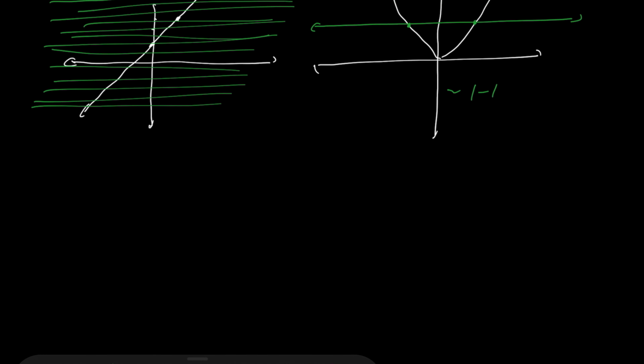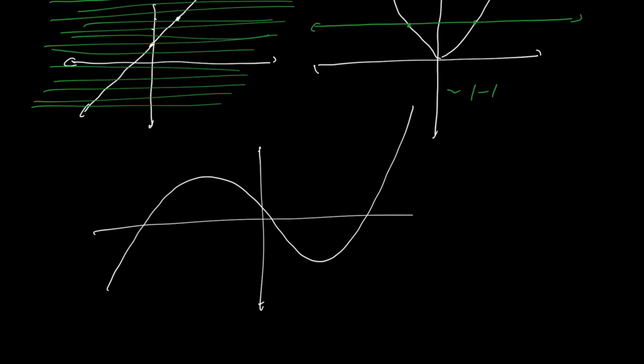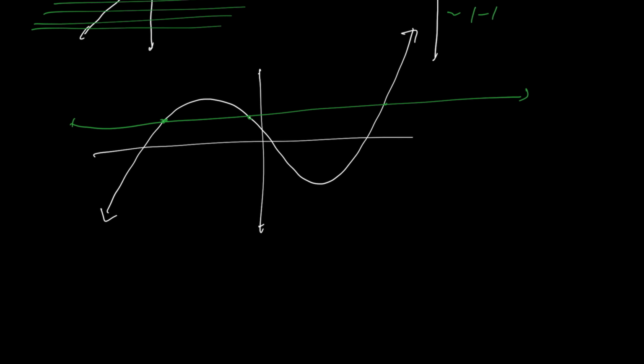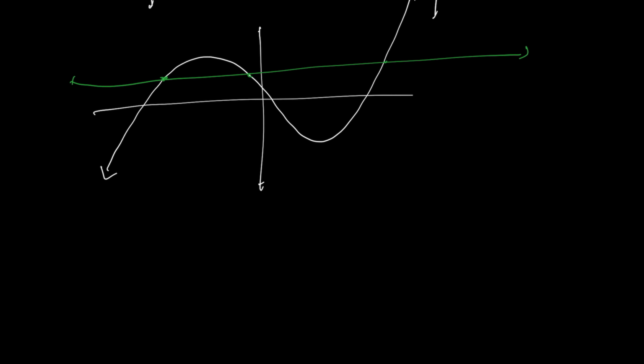If we have another graph, say like this one, clearly this is not 1-to-1, because if you draw a horizontal line here, it intersects here, here, and here. So this is not 1-to-1. So that's the value of the horizontal line test in determining whether a function is 1-to-1 or not.